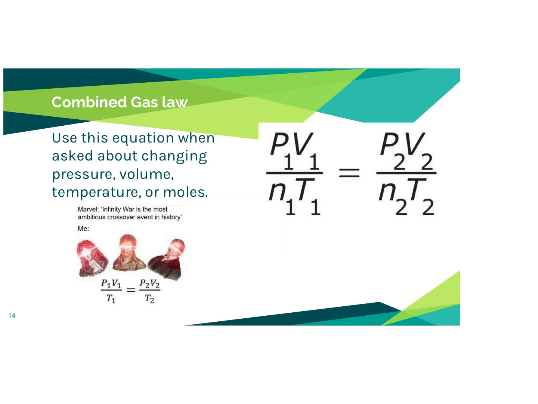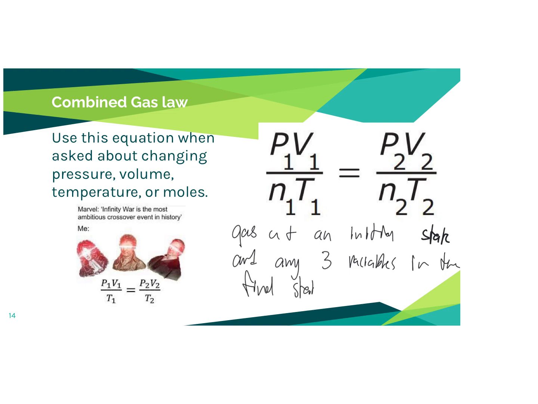And so we can take all four of these gas laws and make this combined gas law that you see here on the right. P1 times V1 over N1 times T1 is equal to P2 times V2 over N2 times T2. And so if you're given a gas at an initial state, and any three variables in the final state, we can calculate variable 4.